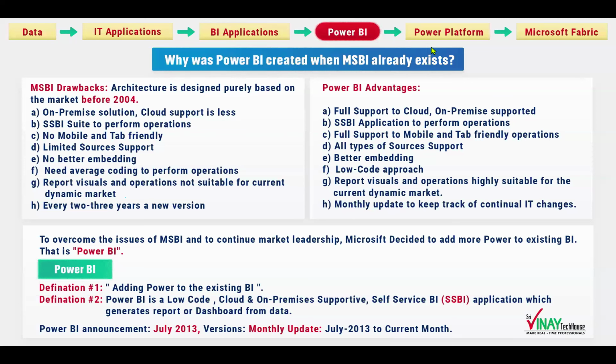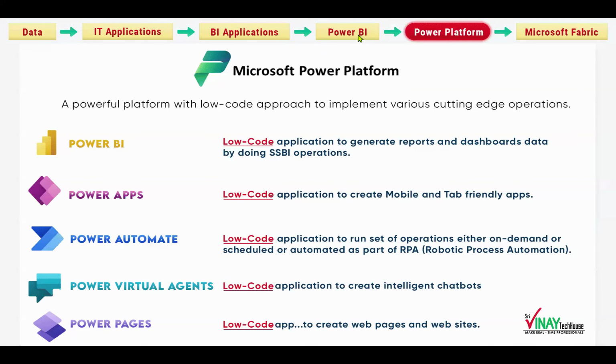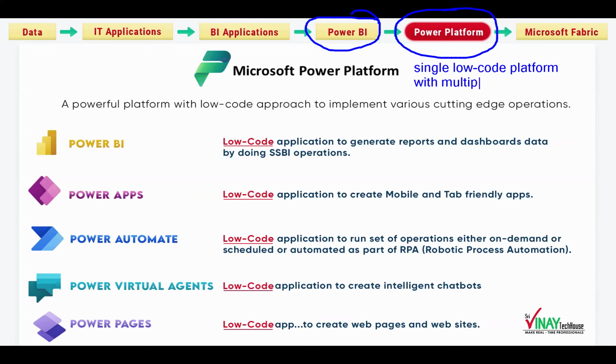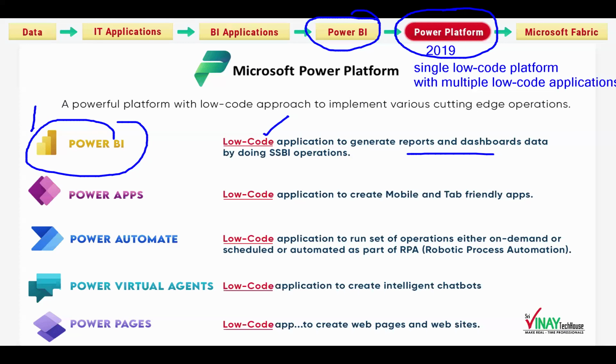Next, Power Platform. With the spirit of Power BI, Microsoft decided, why don't we bring in other tools and give it as a single platform? So this is a single low-code platform with multiple low-code applications. The first one is Power BI, given in 2019. It is low code to generate reports and dashboards.